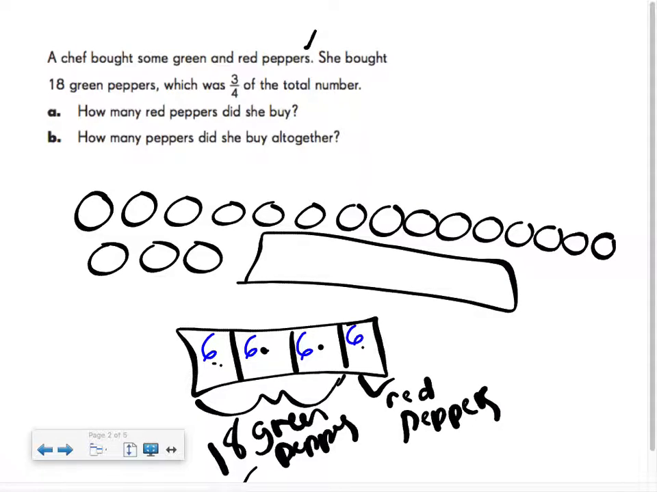Now I can look and see, how many red peppers? And I see that there were 6. So she bought 6 red peppers. And then it says how many peppers did she buy altogether, which would mean everything. And if I know that there's 1, 2, 3, 4 6s, 6 times 4 is 24. So there would be 24 altogether.